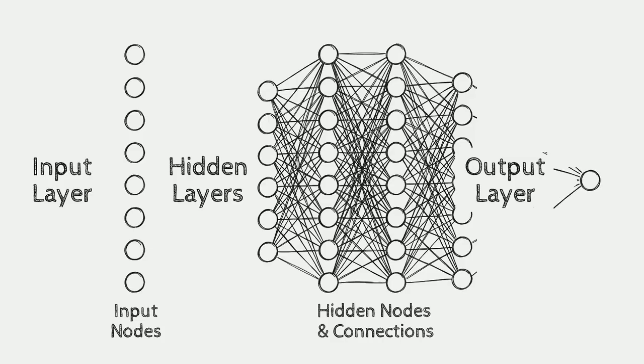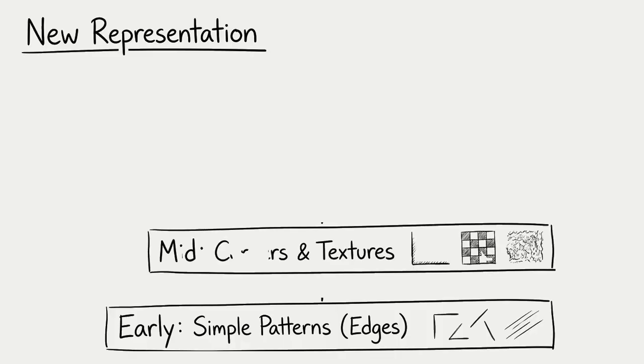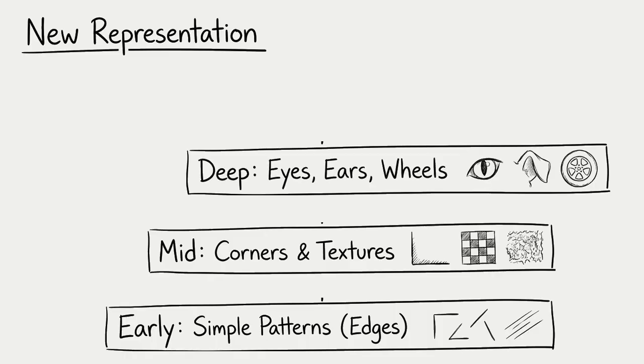What is important conceptually is that each layer learns a new representation of the data. Early layers learn simple patterns. Later layers combine those patterns into more abstract ones. For example, in image recognition, the first layer might detect edges. The next layer might detect corners and textures. Deeper layers might detect eyes, ears, or wheels. The final layer combines all of that to decide whether the image is a cat, a dog, or a car.